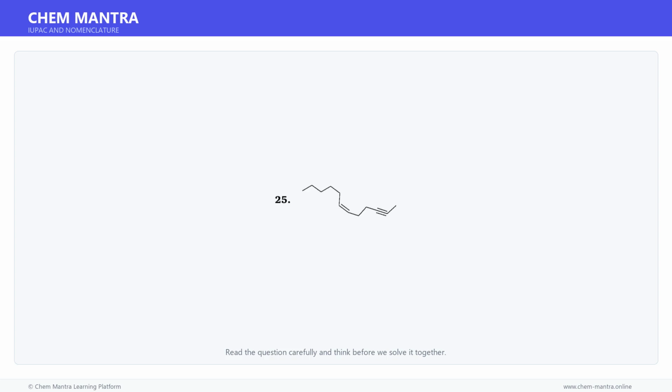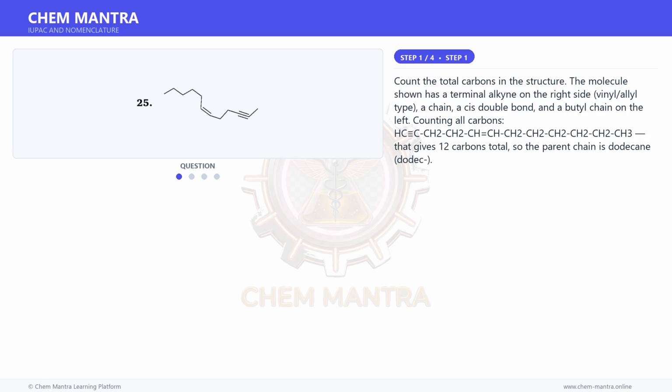Here is a question. Read it carefully and think about the answer. Let us solve it step by step. Let us begin solving this step by step. Count the total carbons in the structure.